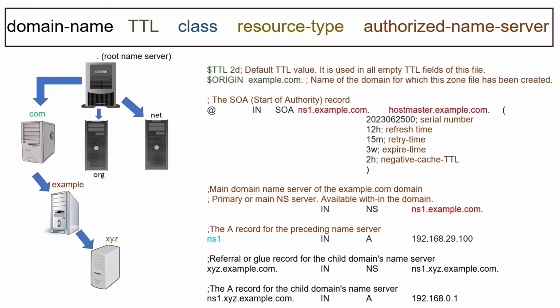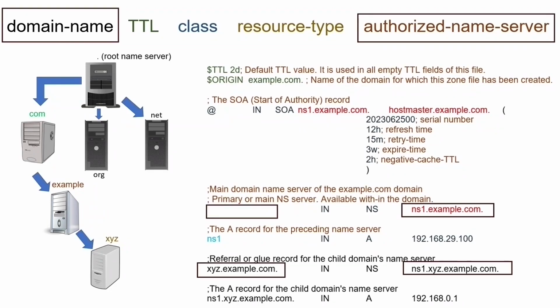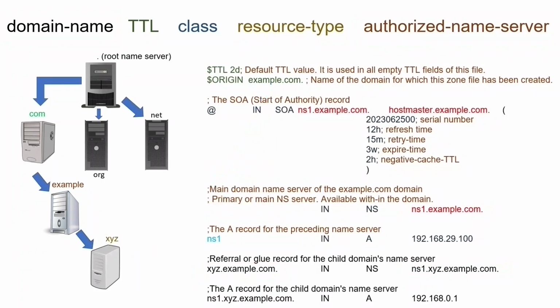It uses the same syntax the authoritative name server record uses. The only difference between a referral or glue name server record and an authoritative name server record is that in the referral name server record, we use the domain name for which we are creating the referral in the domain name field. For example, if we want to create a referral name server record for the XYZ domain, we will use the XYZ domain's fully qualified domain name here.